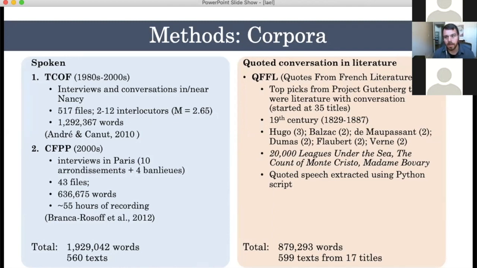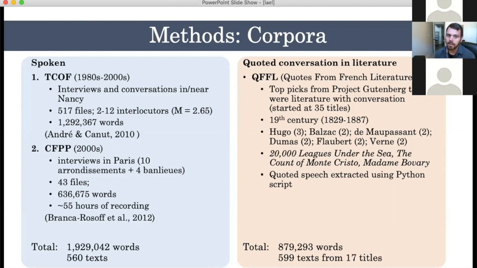Putting these two corpora together resulted in 560 predefined texts, as in one text would be a conversation, and just under 2 million words. Now, I have come to learn that a lot of French teachers across the world are trained in and through the lens of literature. So I thought, why not look at what spoken language looks like in literature? That was my motivation for this other corpus to use as a comparison.